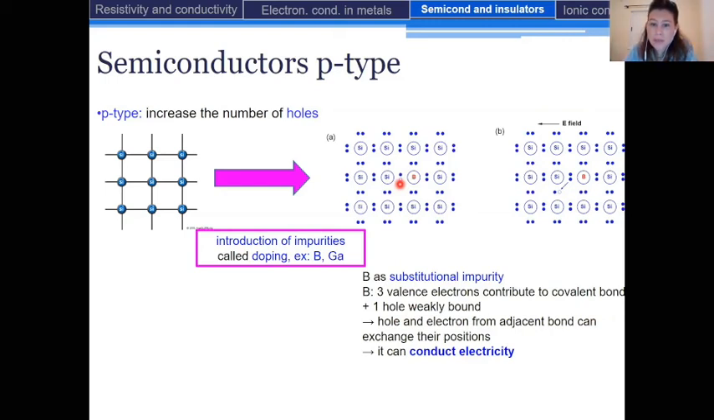And so when we consider this hole, we can also consider that this hole and another electron from an adjacent bond can exchange their position. So if we apply an electric field to this material, this electron right here will fill this hole, and this hole will move to the original position of this electron. And so in that case, we can consider that the hole is moving and conducting electricity.